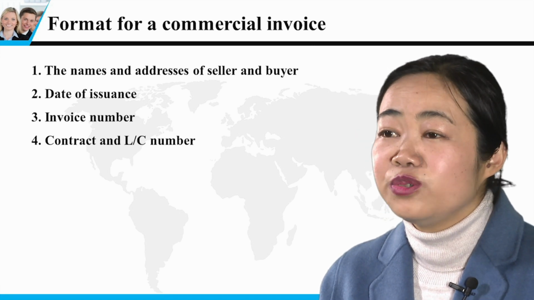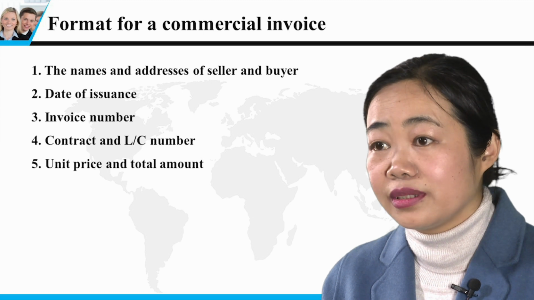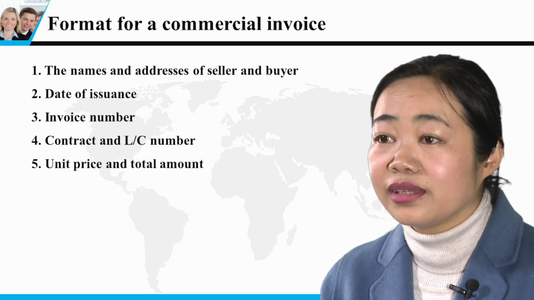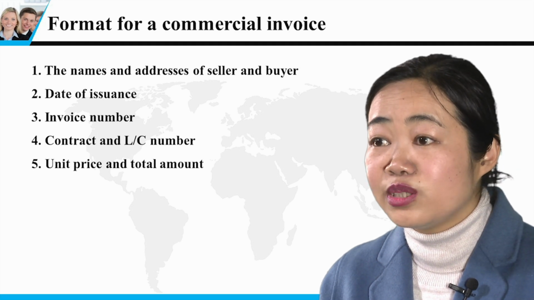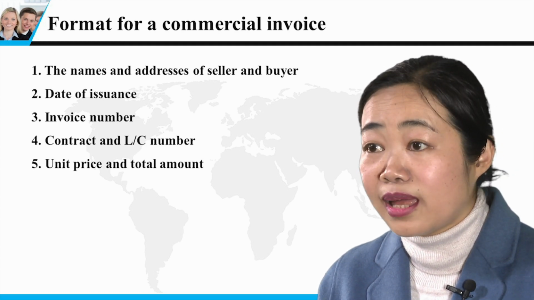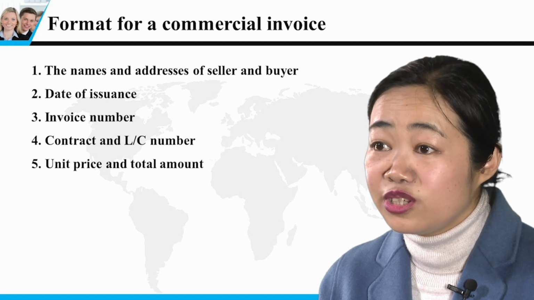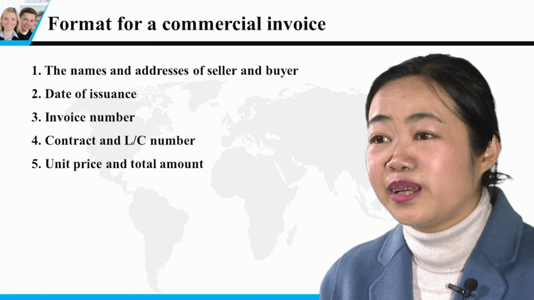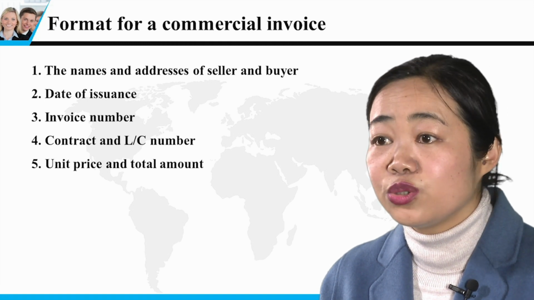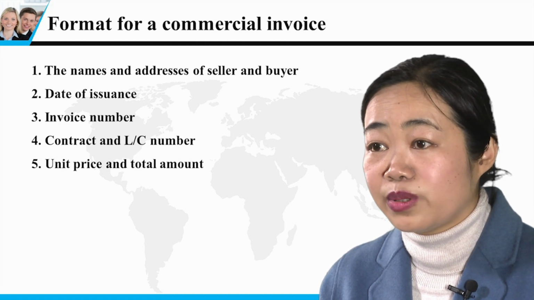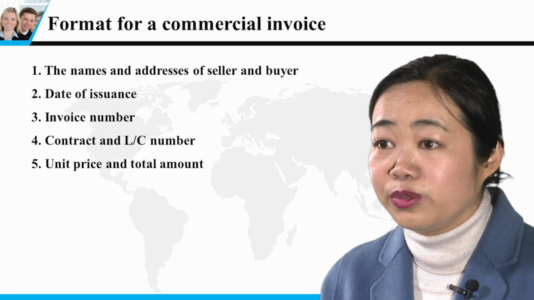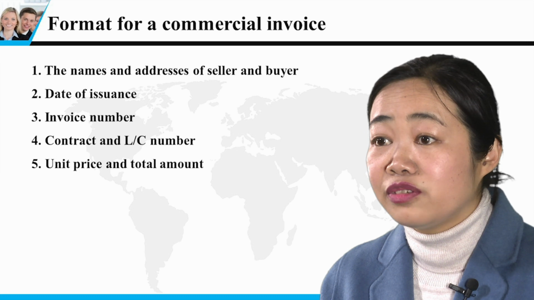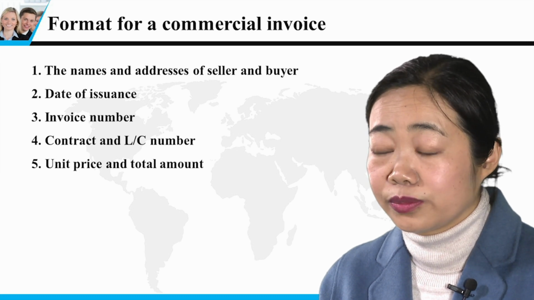Number 5, unit price and total amount. State clearly the unit price and total amount. The unit price and total price must comply with the specification of the credit. The currency unit, amount, and trade terms should be included in the unit price. For example, we can say $35 per dozen, FOB Guangzhou.